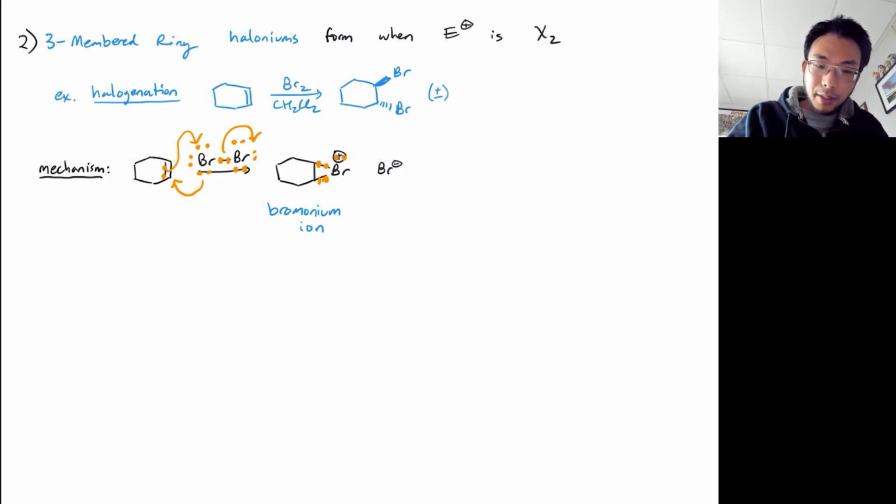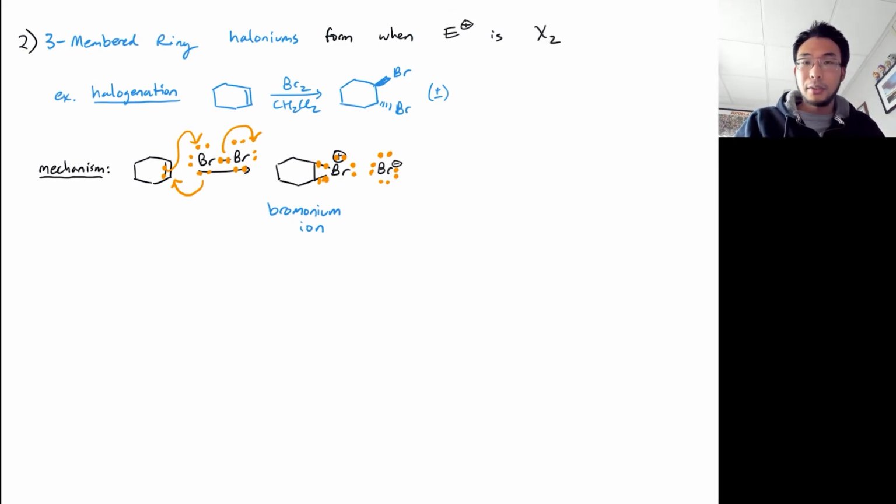If we're keeping track of everything, we should have electrons like so, where we have our bromonium ion and then a bromide that has left. In the next step, you can imagine that this is not the most stable species in the world. Most of the time, it's not possible to isolate this. It's just a reaction intermediate.